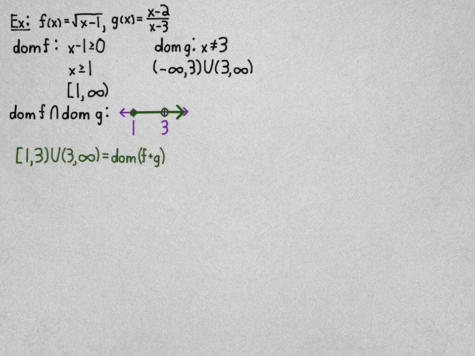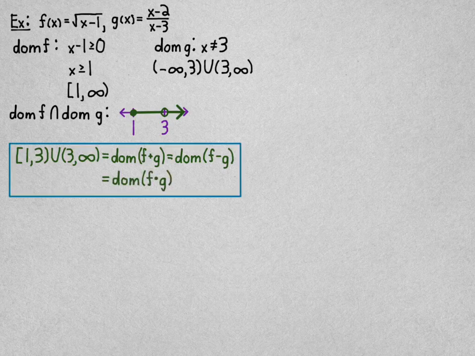The domain is open bracket 1 comma 3 close paren union open paren 3 comma infinity close paren, and that's going to be the domain of f plus g. It's also going to be the domain of f minus g, and also the domain of f times g. So you find the domain of one, and you get all three. That's nice. Well, three of the four. And then you have to worry about f divided by g.